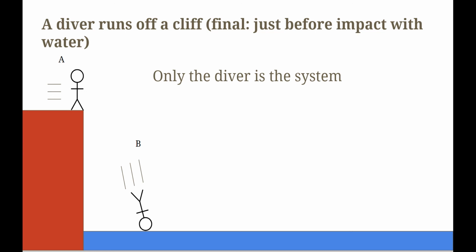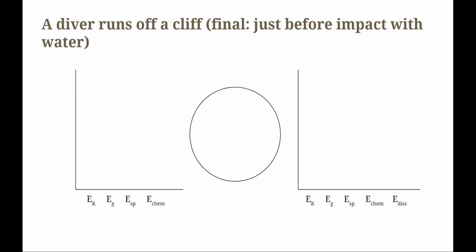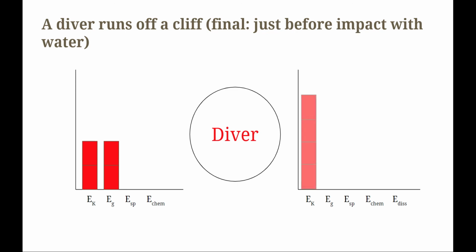If we were to draw this one, it would look like, first we got to put the diver in as our system. At the beginning, they're running on top of the cliff, so they have some EK and some EG. Amounts don't matter here, just some of each. And then at the end, they're about to hit the water, so we say they're like a millimeter off the water, so we can round their EG down to 0, and it's just all kinetic energy.